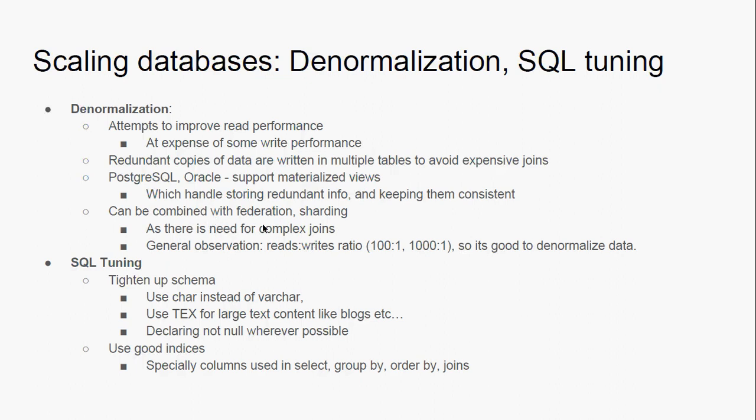So as I said, this technique can be combined with federation and sharding to overcome complex joins. The general read to write ratio is like 100 to 1, it could be 1000 to 1. So it's always good to denormalize the data if you are splitting the database using federation and sharding.